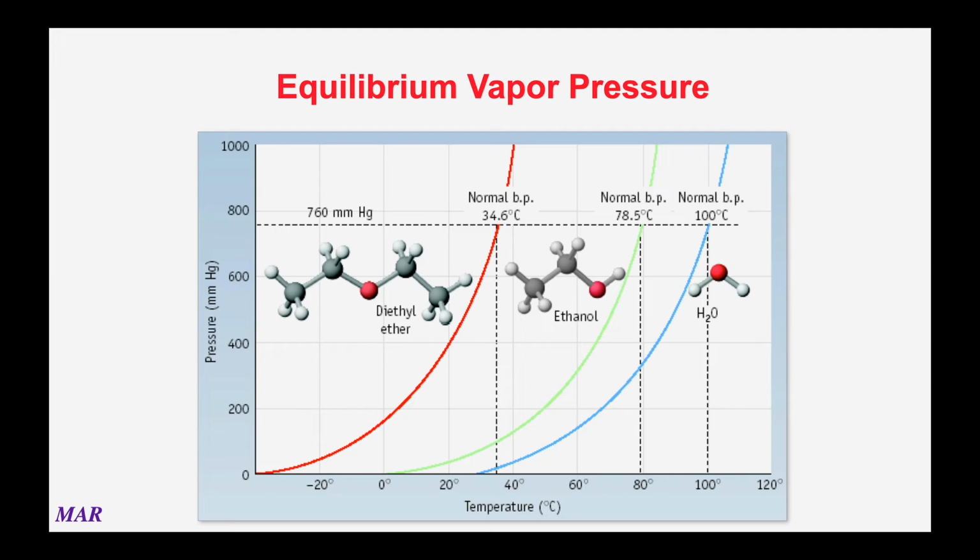This is a graph that shows the vapor pressure for 3 different substances at different temperatures.